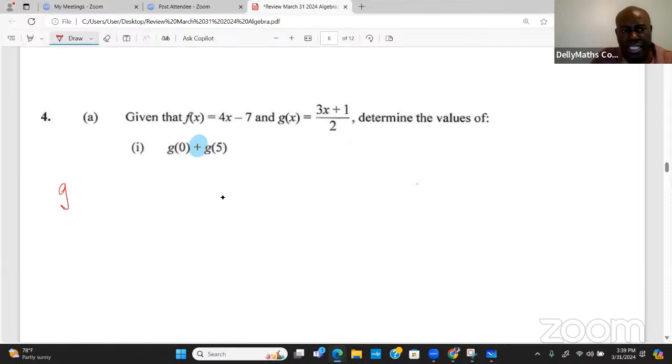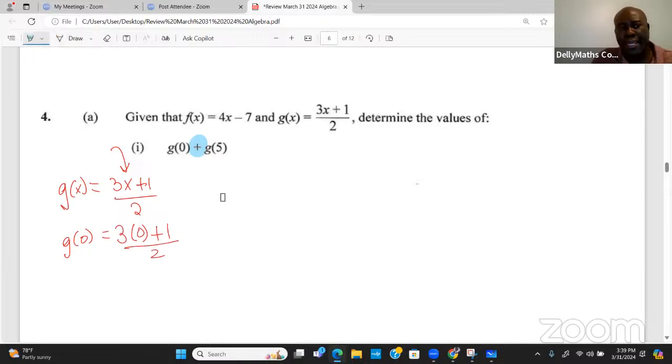So this is my g function, and it says that g of x is equal to 3x plus 1 over 2. If I'm going to find g of 0, what it means is that 0 will take the place of x. So instead of having 3 times x, I'm going to have 3 times 0 plus 1 over 2. Let me highlight it for us. This is the only thing that we're doing. We're placing the 0 where the x is. So 3 times 0 becomes 0. So we're really left with 1 over 2. So g of 0 is actually a half.